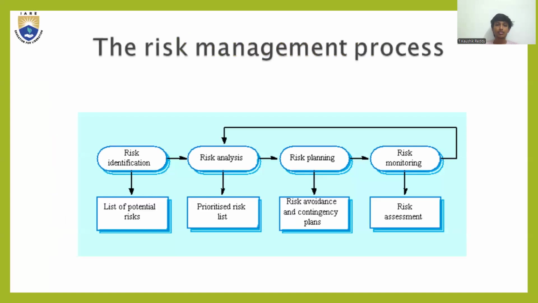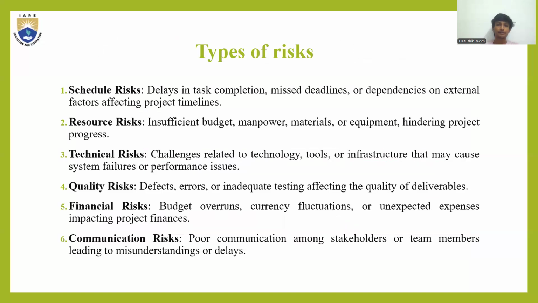The risk management process. First, the identification of the risk, a list of potential risks, then go for the risk analysis, then the risk planning and risk monitoring, and come back to the risk analysis again. The risk analysis contains the prioritized risk list. Risk planning means risk avoidance and contingency plans. Risk monitoring means risk assessment.